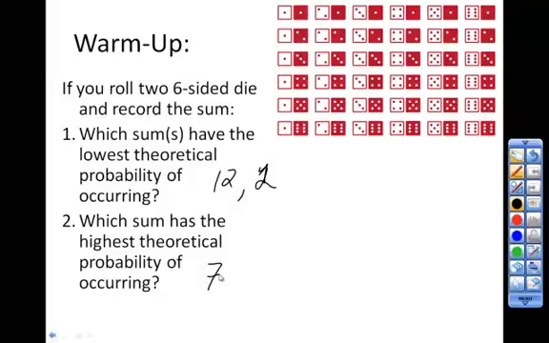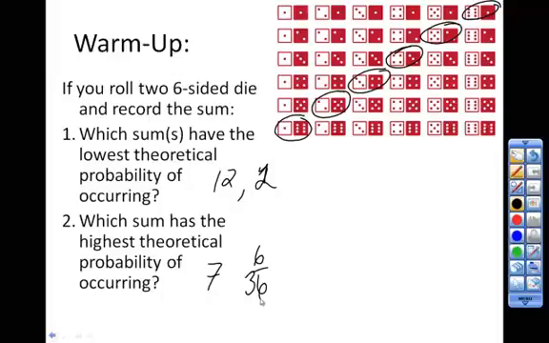How many options or outcomes were there to get 7? So you could get the 1 and the 6, right? Is that it, right? 1, 2, 3, 4, 5. So 6 out of 36 chance of getting a 7. And that was the most likely option, or in this case, the highest theoretical probability of occurring. All right, which is kind of interesting.